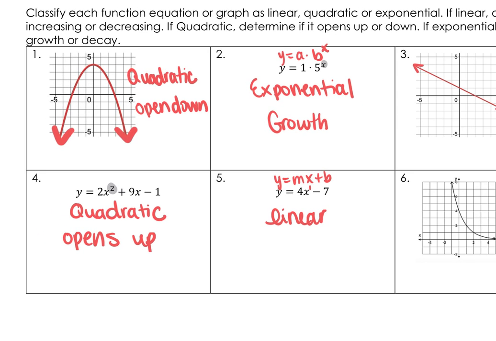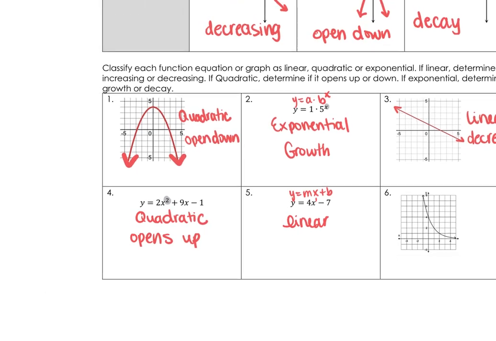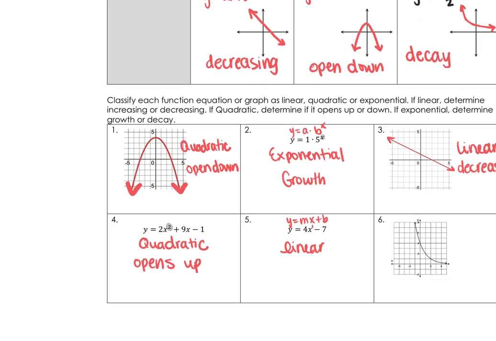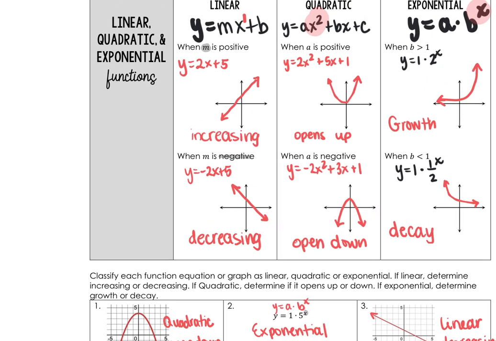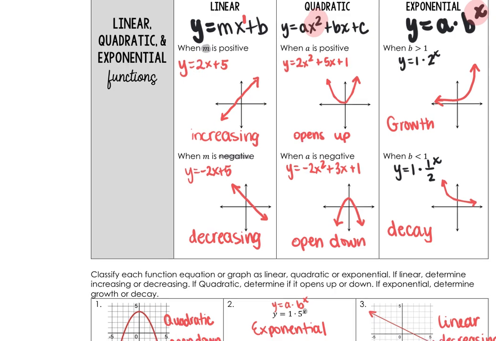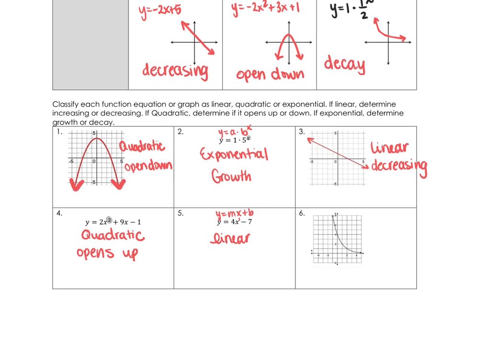And then in this equation form, to determine if our line is going up or going down, looking right here, it's in y equals mx plus b, and if m is positive, which ours is, then this line is going to be increasing.